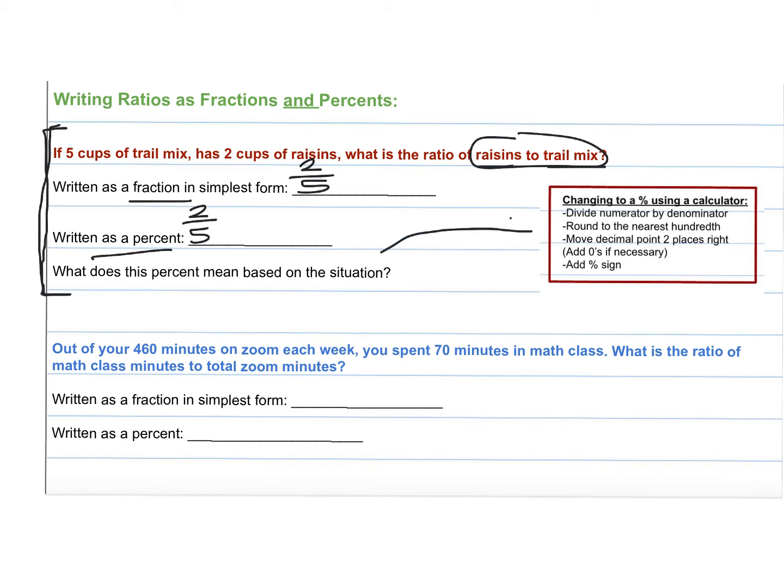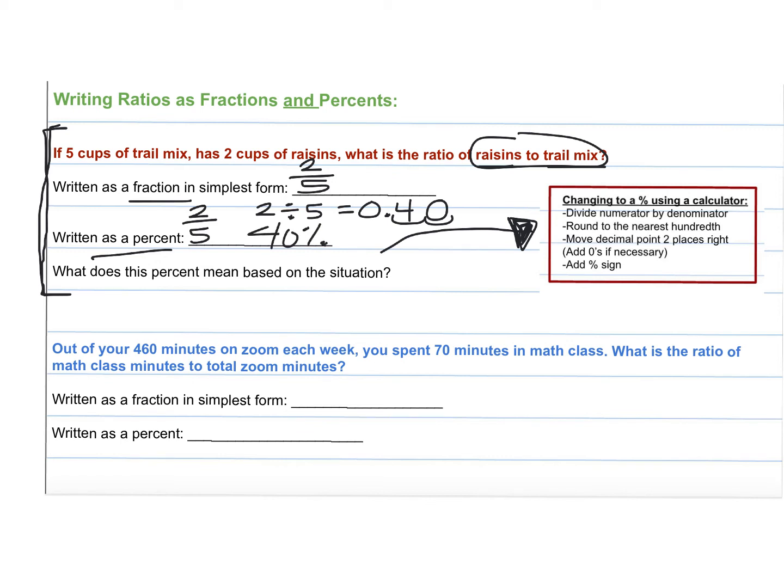But now that we're using calculators, and if you have your calculator nearby or you can use your iPad, I would like you to practice doing this on your calculator. So what you're going to do is divide the numerator by the denominator. So I'm in my calculator, I'm going to put 2 divided by 5, and you should get 0.4. Then we round to the nearest hundredth, which is already to tenths, so we don't need to round anymore. And then we move the decimal 2 places to the right. So we go like that, add a 0 because there's nothing there. So then it would be 40%.